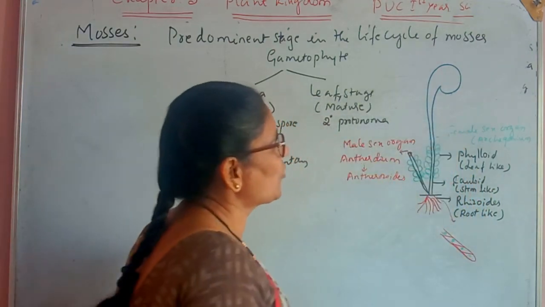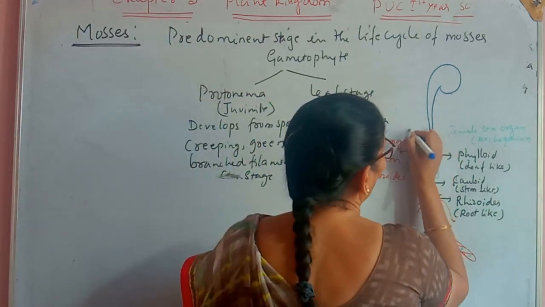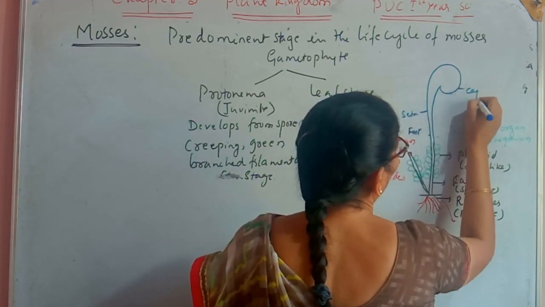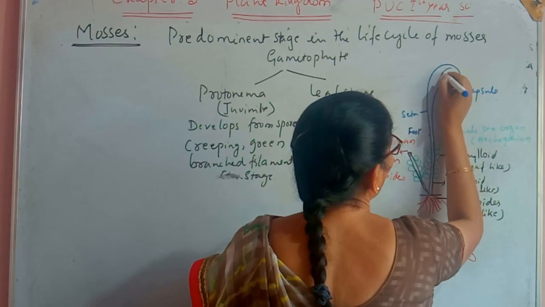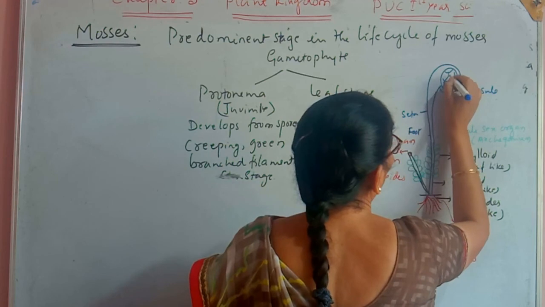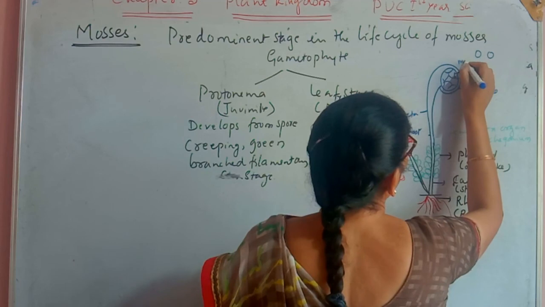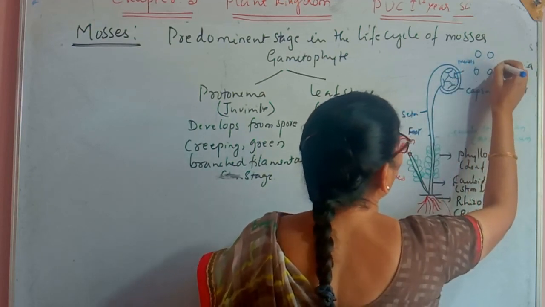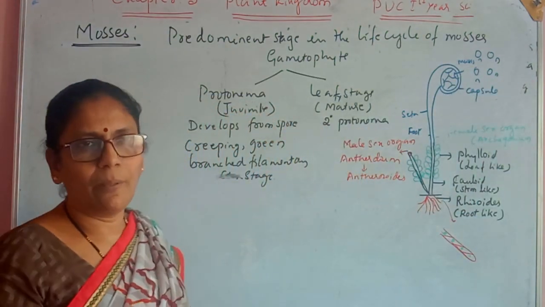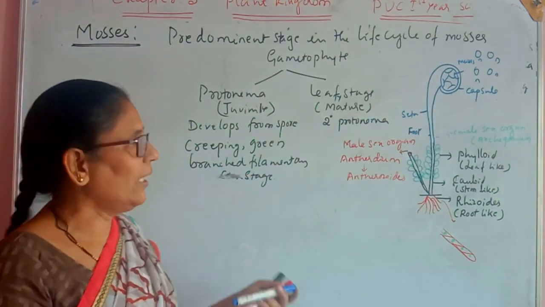This structure which forms is called the sporophyte, and its parts are called the foot, seta, capsule. Within the capsular region, some of the cells undergo meiosis and produce the spores, and these spores are haploid. When the haploid spores fall on the ground, they develop into a new individual. So this is the life cycle in the mosses.